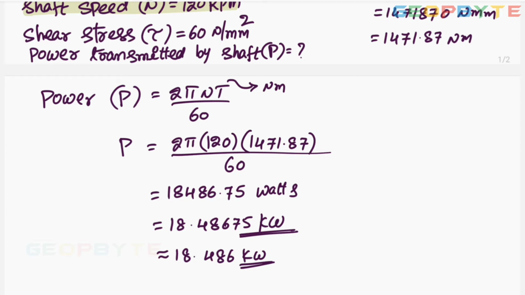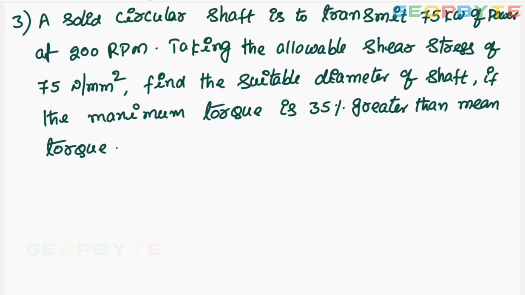Let us go for one more problem. Look at the next problem. A solid circular shaft is to transmit 75 kilowatts power at 200 rpm. Power transmitted by the shaft is given as 75 kilowatts at a speed of 200 rpm. Taking the allowable shear stress of 75 Newton per mm square. Shear stress is given as 75 Newton per mm square.